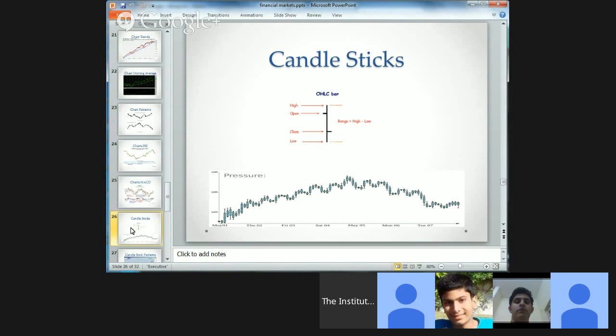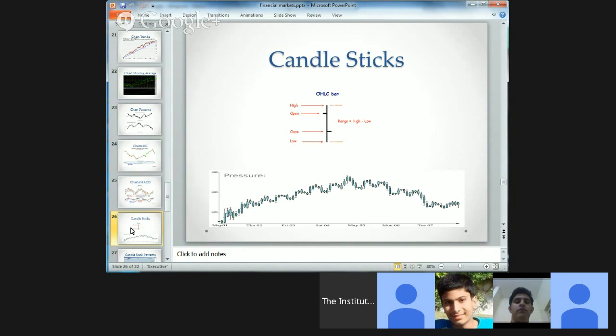Now high means the high price of that particular day. Open is the open price, that means the first trade, at what price it took place. Low is the lowest price that the stock had reached in that particular trading day. And close is the last price at which the stock closed on that particular day. So they do it on a day-by-day basis, and that's the candlestick.